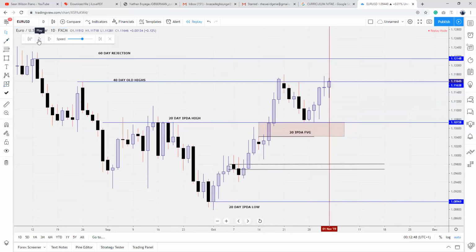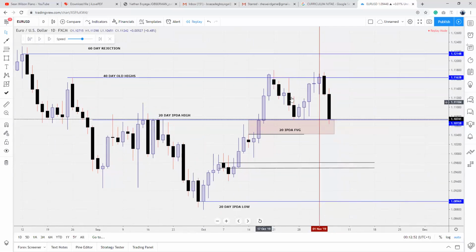Okay, price is showing willingness that it wants to trade higher. Let's see what price does around that level. So price has taken out this level and trades into a 20-day fair value gap. We're looking for willingness for price to trade higher into that 20-day fair value gap. If price takes out this level, then we know price is reaching for this level around that point.